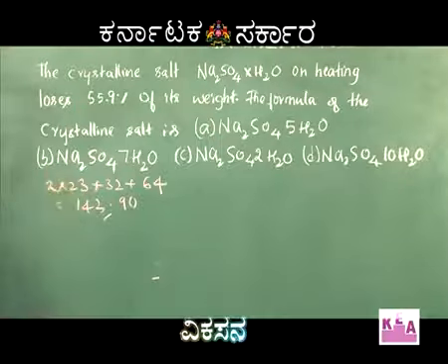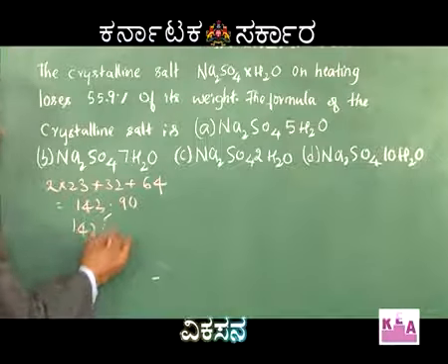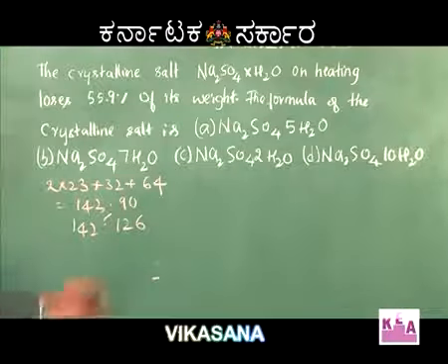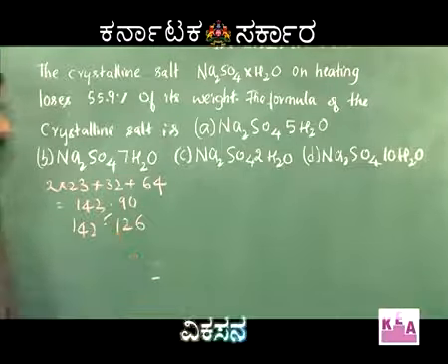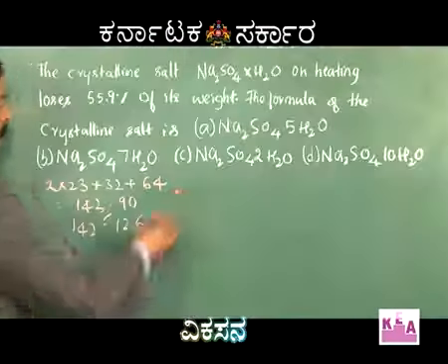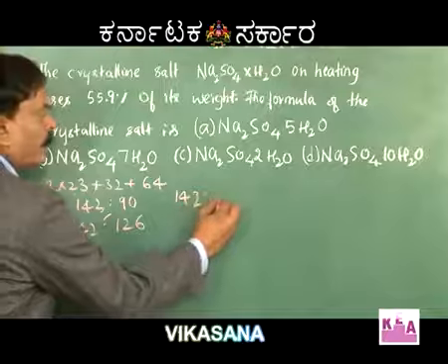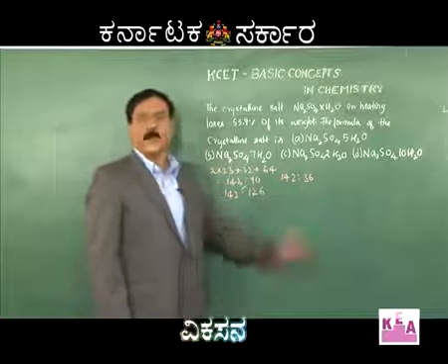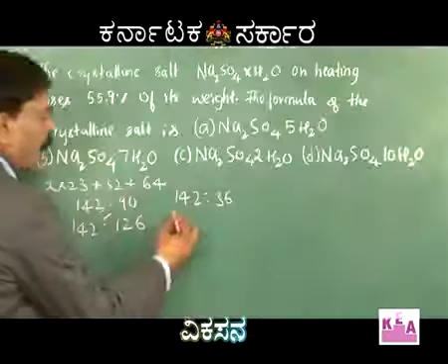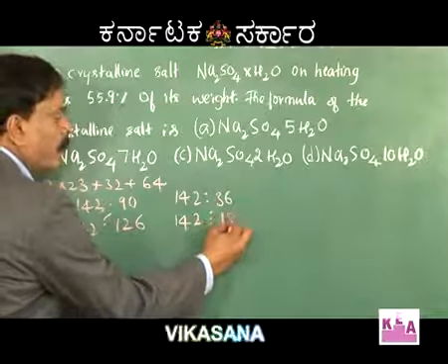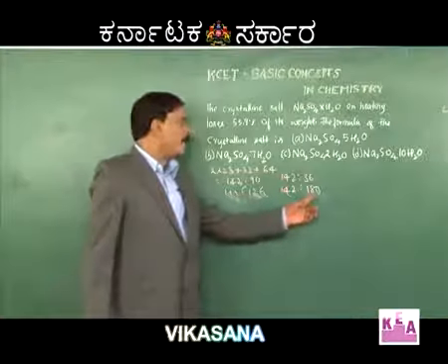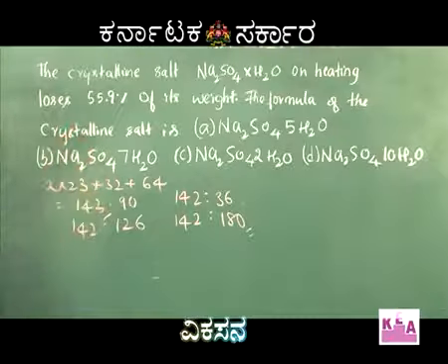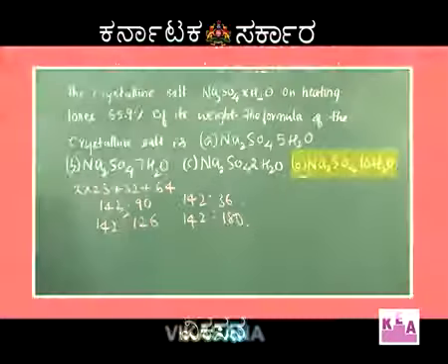Coming to the second case, it would be 142 is to 18 into 7, that is 126. Here again, the contribution of water of crystallization is less than 50%. Option C is Na2SO4·2H2O. Therefore, the ratio would be 142 is to 36. Here again it is less than 50%. Then coming to option D, Na2SO4·10H2O, the ratio would be 142 is to 180. 180 is more than 142, it is more than 50%, and therefore the right answer would be Na2SO4·10H2O.